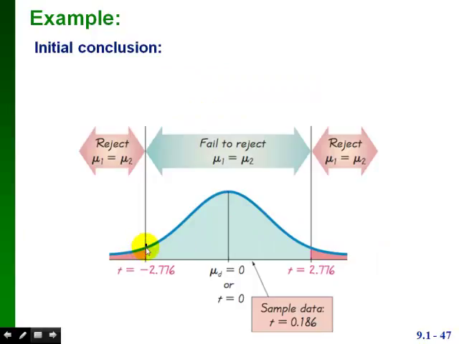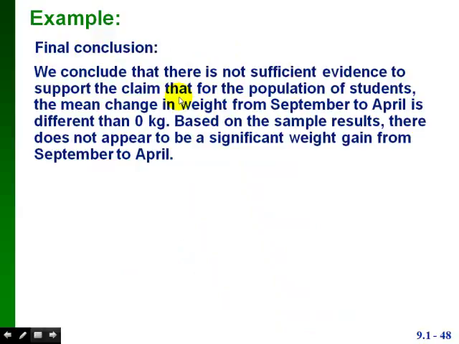So here's what our picture looks like. We've got our 2 critical values, our 2 tails with our 2 rejection regions, and again our test statistic is in here. So it's definitely not in either of those 2 rejection regions. So our initial conclusion would be that we fail to reject the null hypothesis. And remember, that fail automatically tells you for your final conclusion that we're going to be saying there's not sufficient evidence. So we're saying that there's not sufficient evidence to support the claim that the mean change in the weight is different than 0. In other words, there's not a significant weight change from September to April.